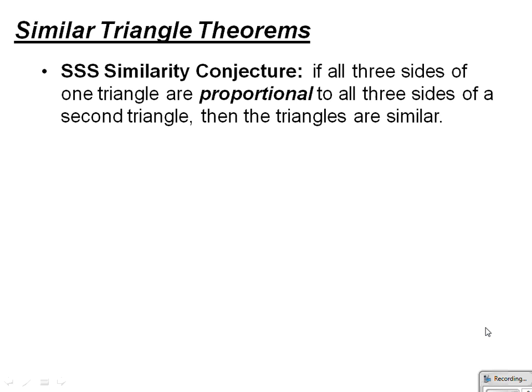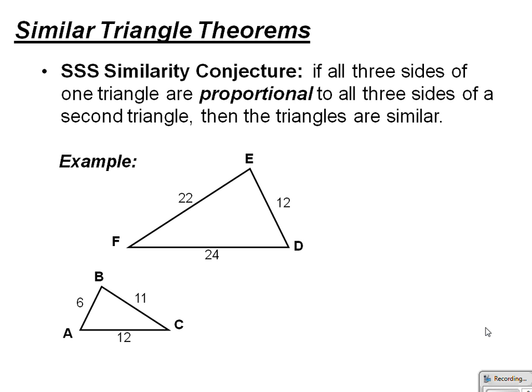This is not the only similar triangle conjecture. There's also the SSS similarity conjecture, saying that if all three sides of one triangle are proportional to all three sides of a second triangle, then the triangles are similar. So say we were given these two triangles here, triangle ABC and triangle DEF. Now to prove that these two triangles are similar, we need to do a proportionality test between the sides. So let's test the scale factors between corresponding sides.